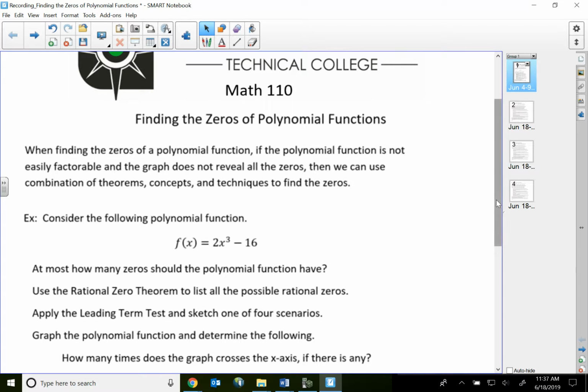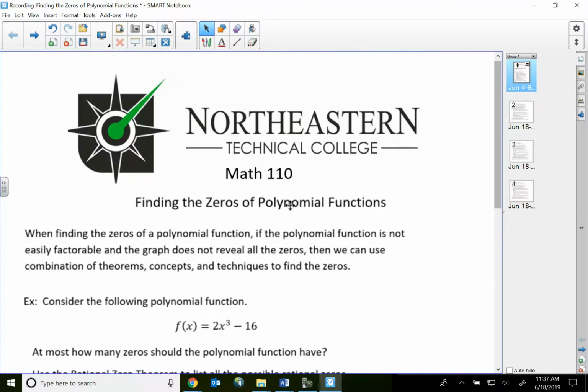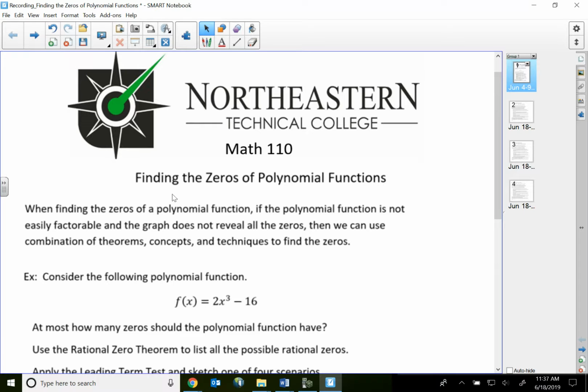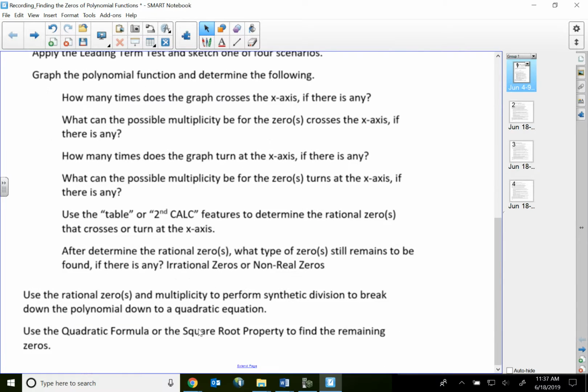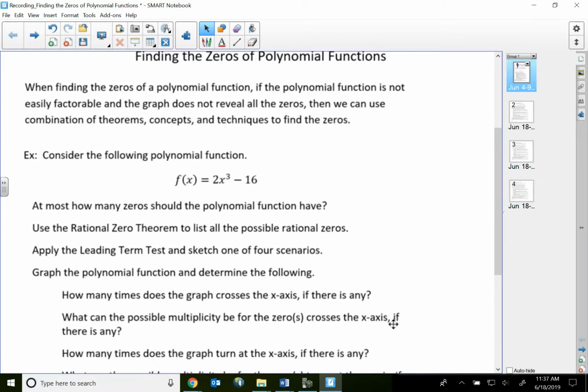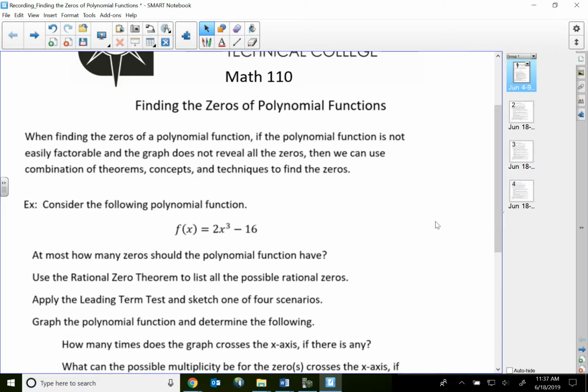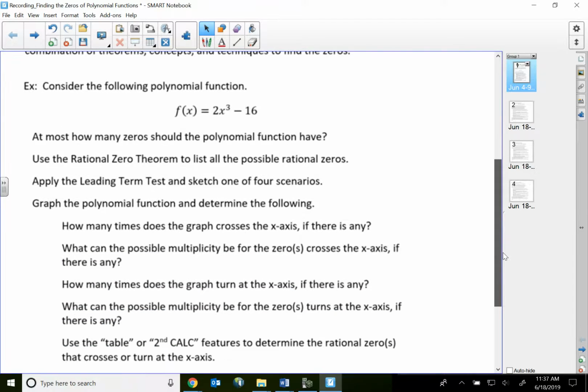a polynomial function. So I'm going to split this particular topic into two videos because there's a lot of different steps. I don't want to do all four problems at one time. It might take a little bit too long. So let's go ahead and get started.